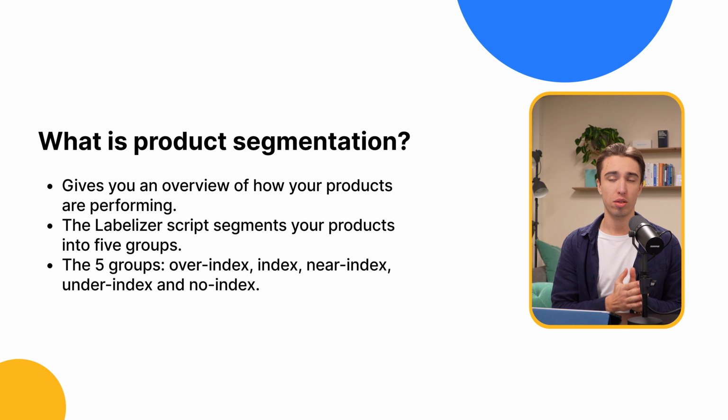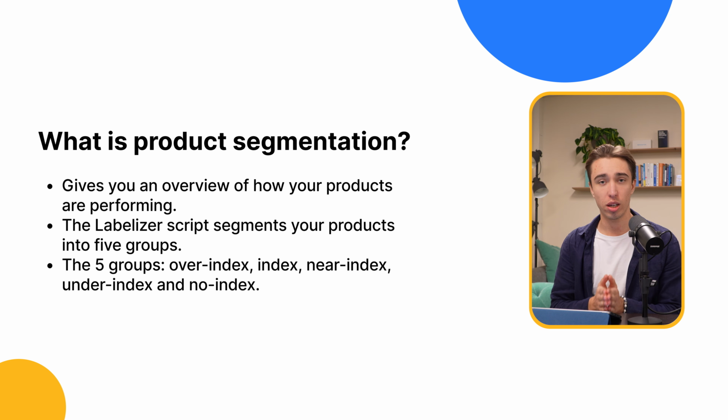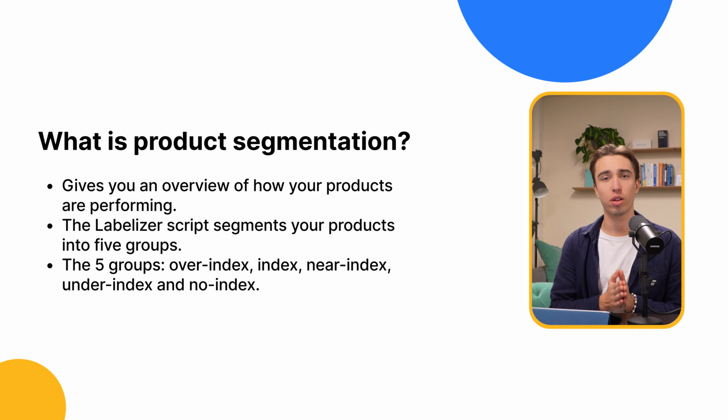The first topic, what is product segmentation? The labelizer is a script that groups your products into different indexes based on historic performance and a few other conditions that I'm going to talk about soon. And what you get is 5 index groups: over index, index, near index, under index, and no index. Each of the groups has different conditions in the script, but then you can segment your campaigns based on the performance of your products.